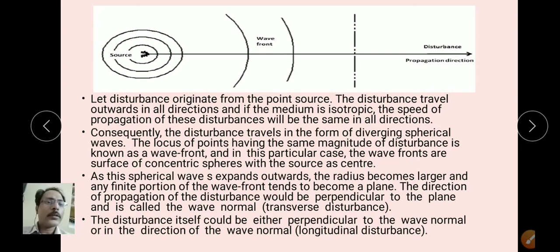The direction of propagation of the disturbance is the wave normal. This will be the wavefront, and this will be the wave normal. It is called a transverse disturbance. The light coming from the sun is nearly in the form of a wave normal, so we get a transverse disturbance from that. The disturbance itself could be either perpendicular to the wave normal, or in the direction of the wave normal, which is a longitudinal disturbance. We will see that next.